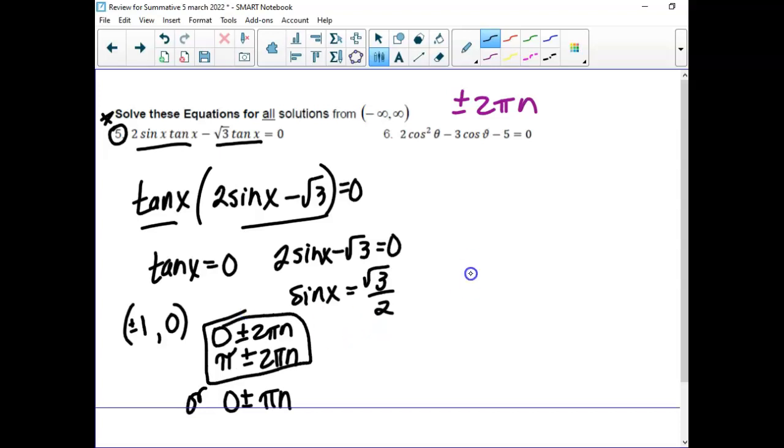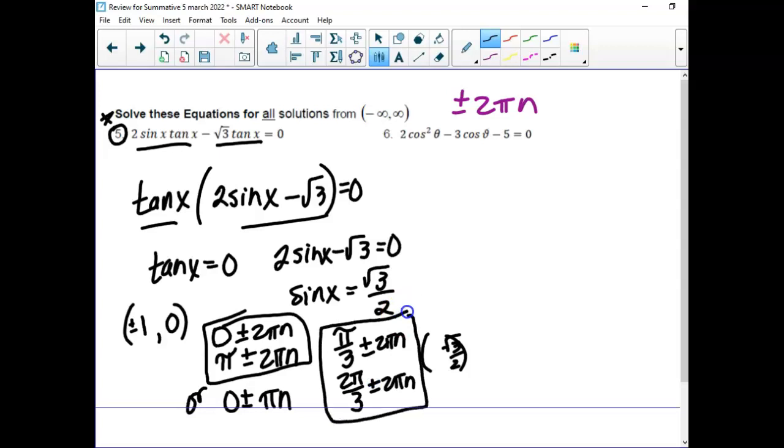And then for sine to be square root of 3 over 2, that would be back here, a square root of 3 over 2. So a pi over 6? No, pi over 3. Pi over 3 and 2 pi over 3, is that right? And then all of those still need a plus or minus 2 pi n. Questions?